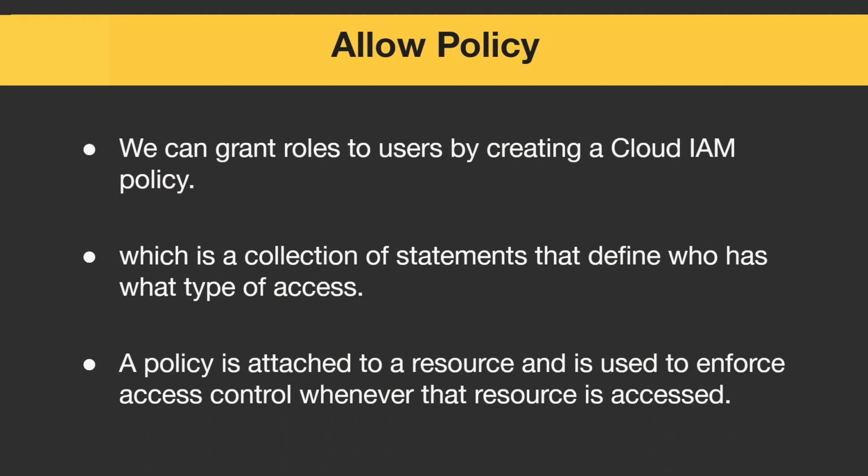Now the allow policy is how we grant a role to a user. Cloud IAM policies are a collection of statements that define who has what type of access, like who can do what. This is the allow policy. The policy is attached to the resource and is used to enforce access control whenever the resource is accessed, using specific roles and a combination of multiple permissions.